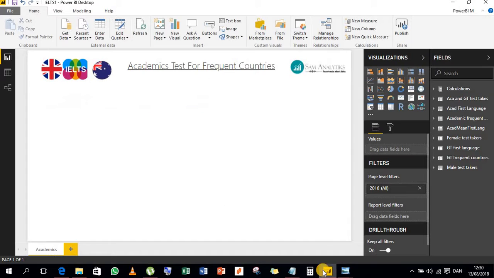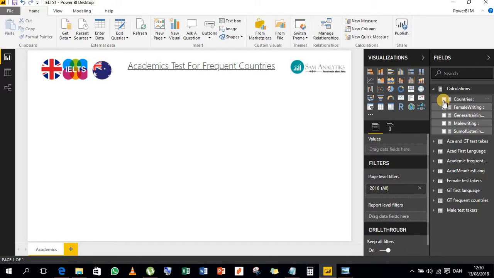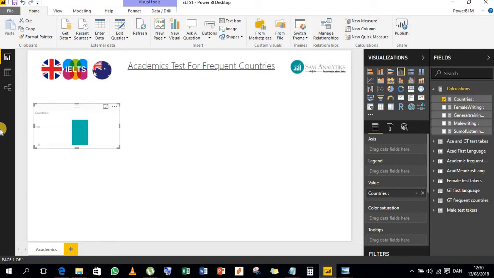Now we have built the data set, we have applied the calculations, and today we will be applying the visualizations. So I have taken the data into separate calculations, and my first visual uses the academic test for the frequent countries that are involved in taking the tests. I'm taking the countries as my first field.